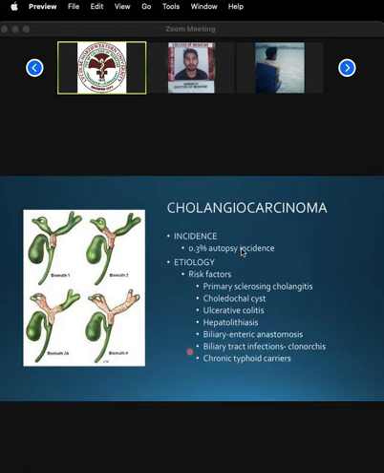The risk factors, you have primary sclerosing cholangitis, choledochal cysts, ulcerative colitis, stones within the intrahepatic ducts or hepatolithiasis. Even your surgical procedure itself may cause cholangiocarcinoma. No? Your biliary enteric anastomosis may cause cholangiocarcinoma in the long run. Then you have the biliary tract infection from Clonorchis sinensis, and of course, in patients with chronic typhoid, the chronic typhoid carriers.